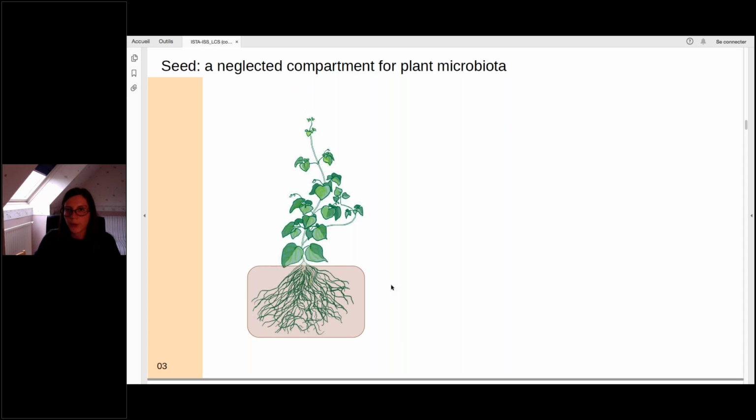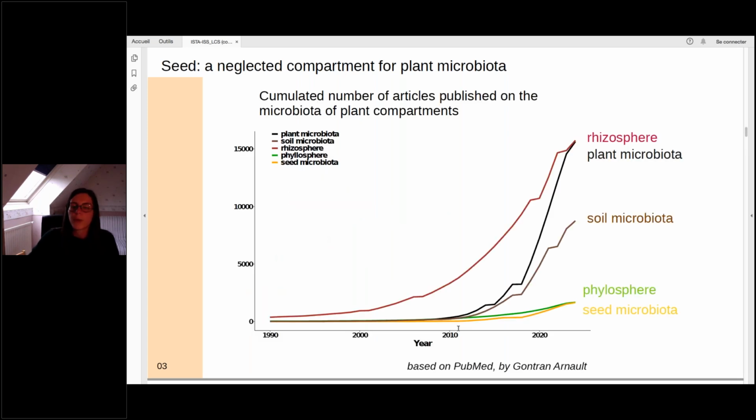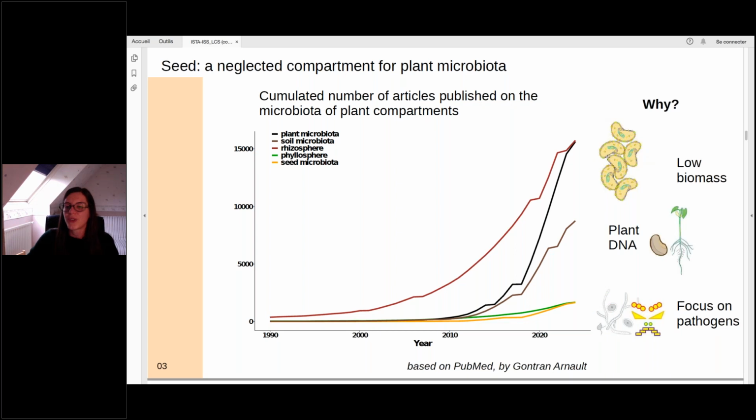It's used to study the microbiota of different plant compartments, including the rhizosphere and the phyllosphere. But for seed microbiota, the interest is quite recent. Here you've got the cumulated number of articles published on the different plant compartments' microbiota. And you see that the number of studies on seed microbiota is really lagging behind those on rhizosphere or on whole plant microbiota. There are a few reasons for this, including the fact that the seed microbiota has a really low biomass, so we have to pool seeds to study their microbiota, and in doing so, we lose some information. Also, when we extract the DNA, we also extract plant DNA, so again, we lose some information. But I think the main reason is that historically, the focus has been mainly on pathogens, and only now do we interest ourselves with the whole seed microbiota.